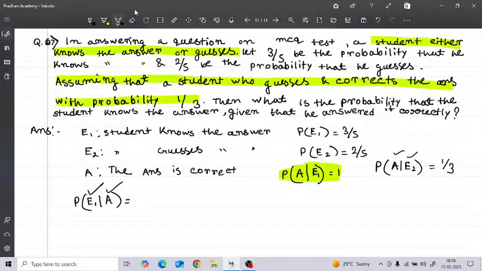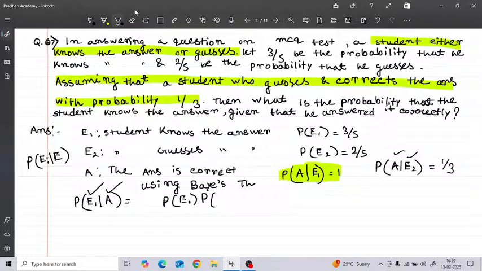I have already mentioned that whenever you have to find this kind of probability, you have to use the Bayes theorem. So using Bayes theorem, I will get probability of E1 times probability of A given E1, and in the denominator there will be the total probability.